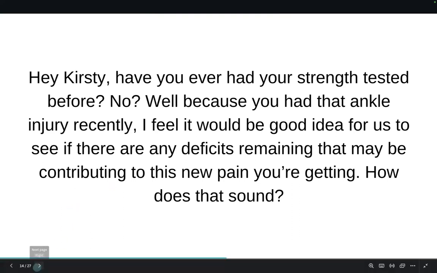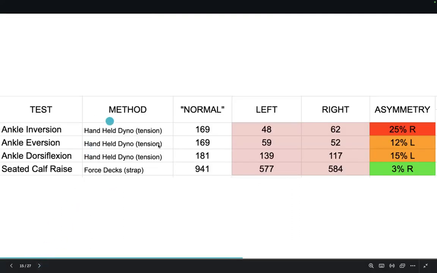So these are the tests that we did. My reasoning for doing these tests: I did an ankle inversion, an ankle eversion, dorsiflexion and plantar flexion, so a seated calf raise. Really simple, just all the muscles around the ankle, because she'd had that ankle sprain previously, and she'd rehabbed it for a long while. I just had a feeling that with this particular issue going on, there was probably a deficit there that has been missed in her previous rehab, something we need to really tidy up.